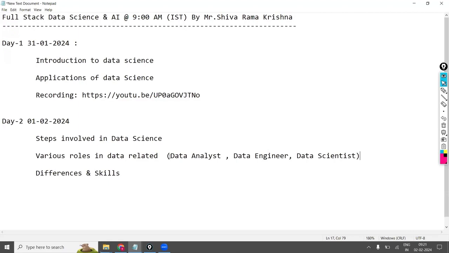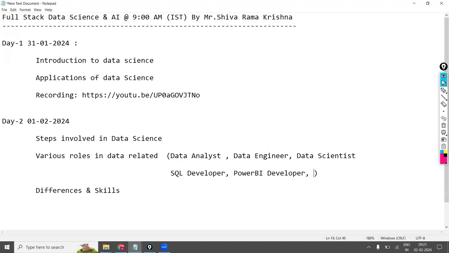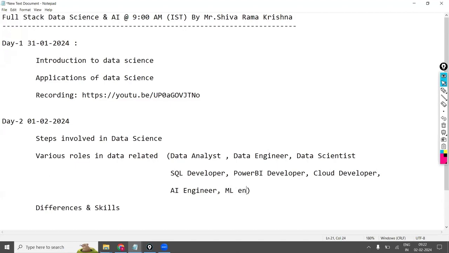And for example, here we have multiple roles like this: SQL developer, Power BI developer, cloud developer. Each of them is a separate role. Cloud developer and AI engineer. All these things are different, and ML engineer. Okay, so each one is different.